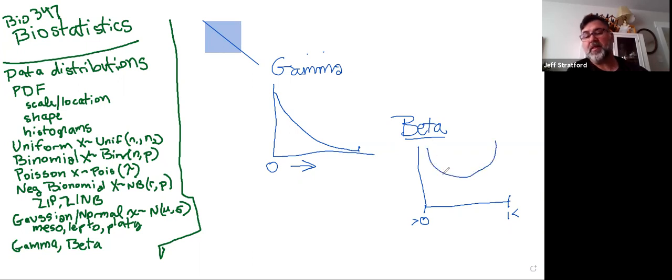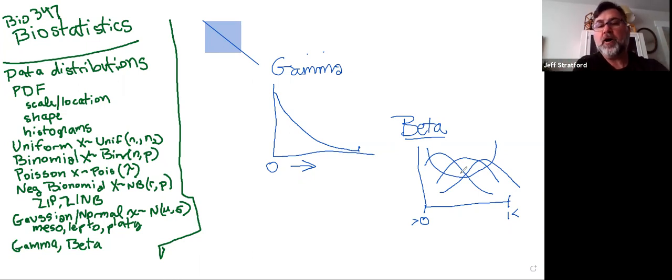And you can form all kinds of wacky shapes. Betas can be like this or like this. They can be skewed. They can be normal. Beta takes on all types of shapes, but it's whatever the shape is between 0 and 1. So you use it for proportions, okay? And when data is standardized, you still can't go above 1, but greater than 0, less than 1.